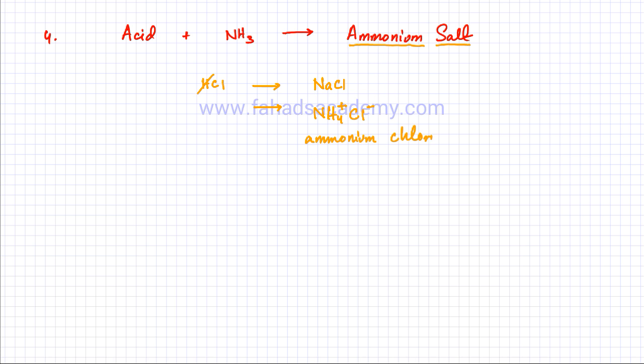So it's ammonium chloride. So remember, an ammonium salt is when you get rid of the H in the acid and put an ammonium ion instead in its place. So that's an ammonium salt.